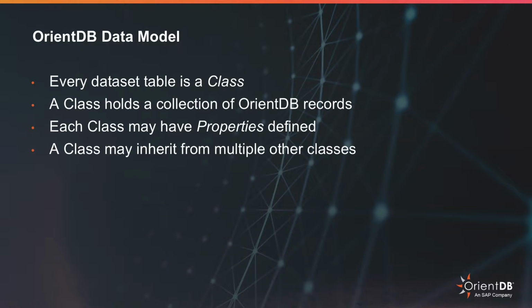What's interesting in OrientDB is that if you think of a data set as a table, we call them classes, just like OO, object-oriented classes. So think of it as a class, but for now you can think of it as a row, column type table. It's not implemented that way, but you can think of it like that. And a class is a collection of OrientDB records.